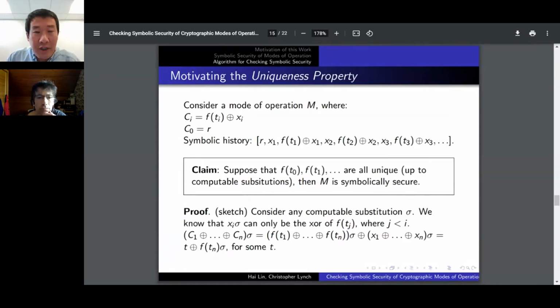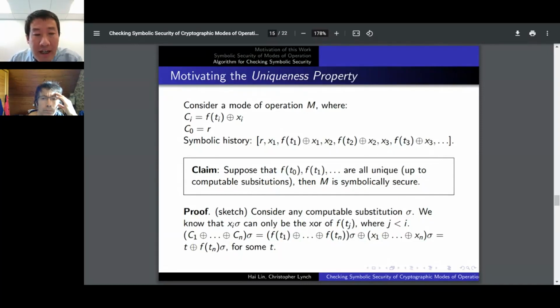The definition of the uniqueness property is a bit technical. So first, let me motivate this definition. Suppose that we have a mode of operation M where Ci is f of Ti XORed with Xi, and C0 is R. So the symbolic history would be this particular sequence: R, X1, f of T1 XORed with X1, and so on. And the claim is if all of the F-rooted summands in the history are unique up to computable substitutions, then M is symbolically secure.